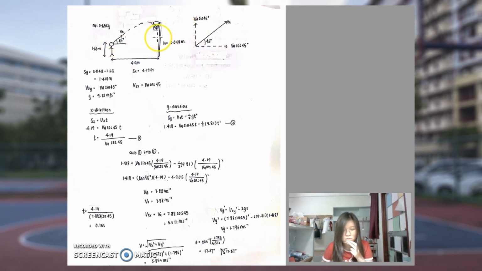The height of the hoop is 3.048 meter, the distance between the player and the hoop is 4.19 meter, and the mass of the basketball is 0.65 kg. This is the kinematic diagram for the initial velocity of the basketball. Resolve the initial velocity into x and y components, and we will get VA sin 45 degree in the y direction and VA cos 45 degree for the x direction.